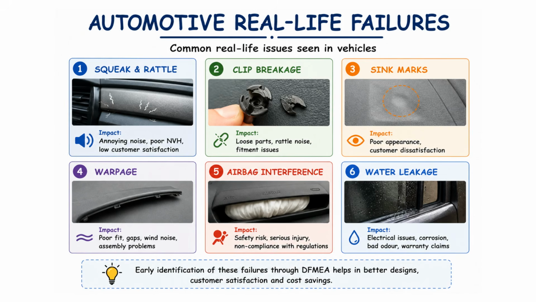Another common issue is warpage. Parts bend or twist because of improper cooling, residual stress, or weak design support. Then comes a very critical issue, airbag interference. If nearby components interfere with airbag deployment, it becomes a serious safety concern. And finally, water leakage. Improper sealing or gap management can allow water entry into the cabin. Now imagine all these failures happening after production. The cost becomes massive. That is why DFMEA is performed early during design stages.